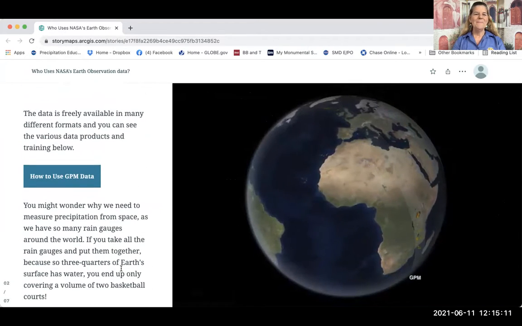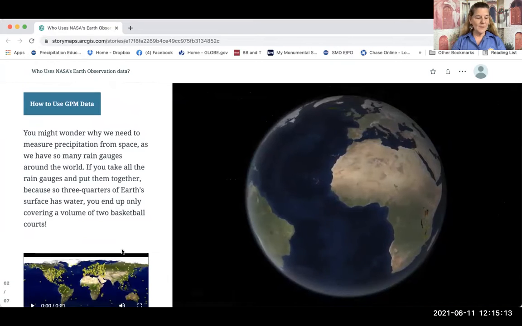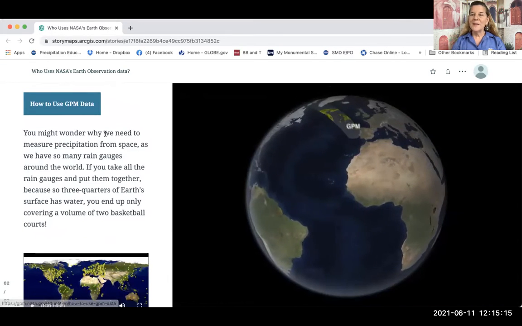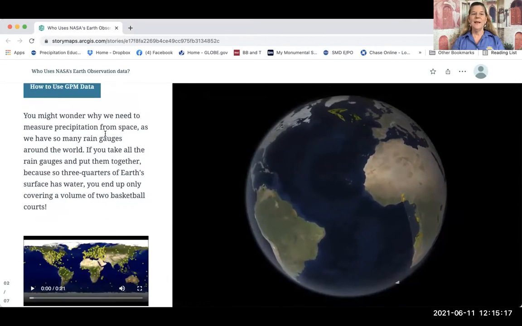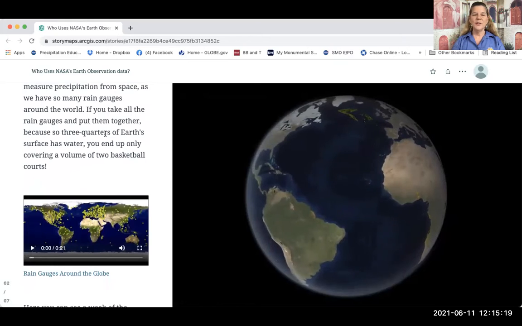All righty. And the data is freely available, and you can go to this button here to be able to access any GPM data as well as to learn better how to use it.